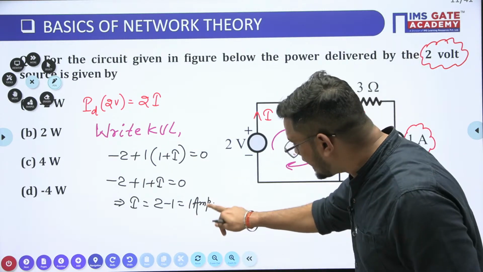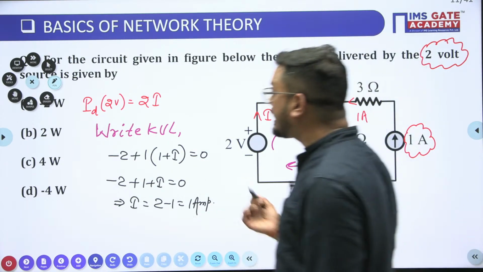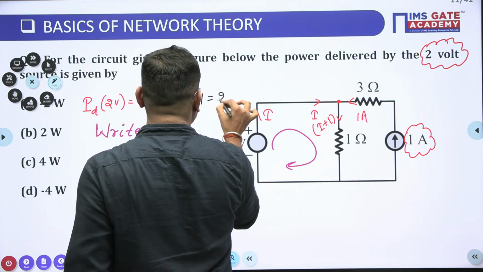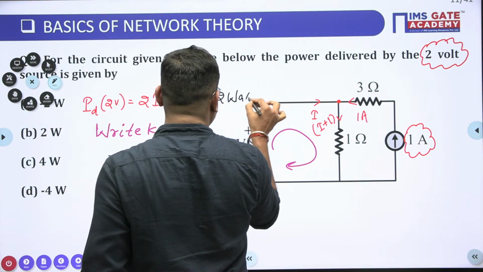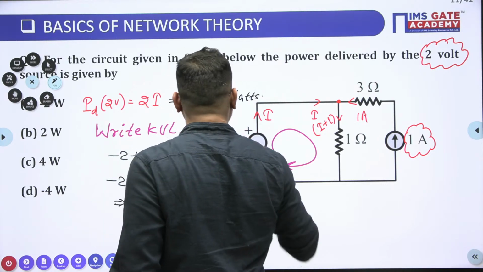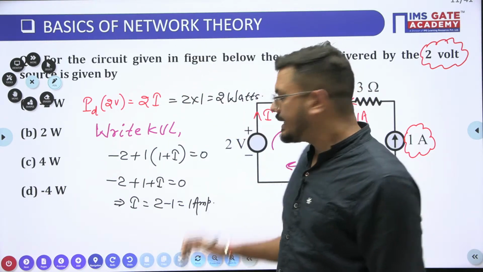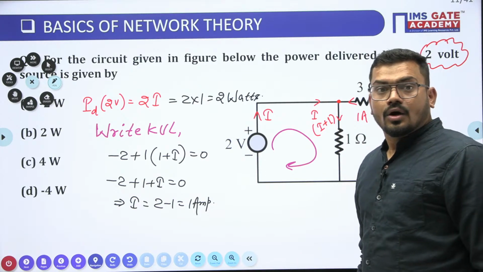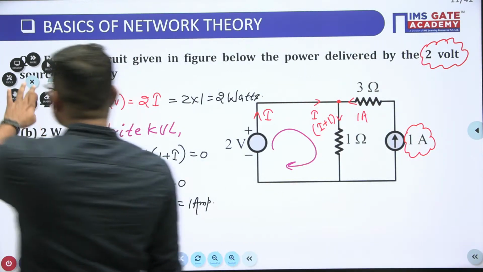When this current is positive 1 ampere, it means that this value will be 2 into 1, which is 2, and the unit of power is watt, so this is 2 watt, guys. Is it clear, yes or no? So this is 2 watt.